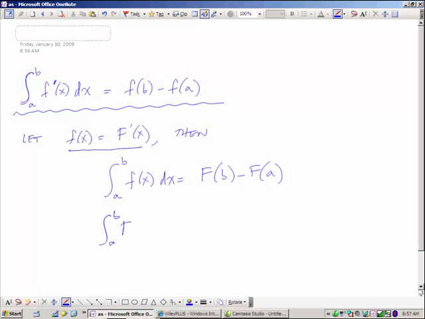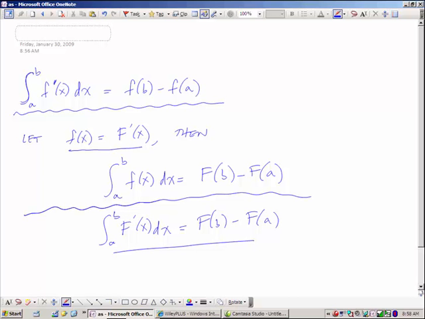We would get the definite integral of the derivative of capital F is equal to capital F of b minus capital F of a. This is exactly what we said up here, just using capital F's instead of lowercase f's, right? It is more confusing saying it this way. Many books say it that way. And it is the exact same thing as what we said.